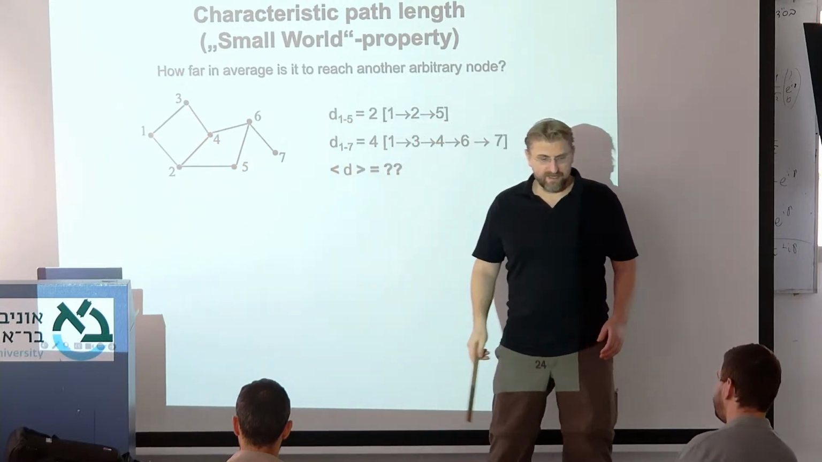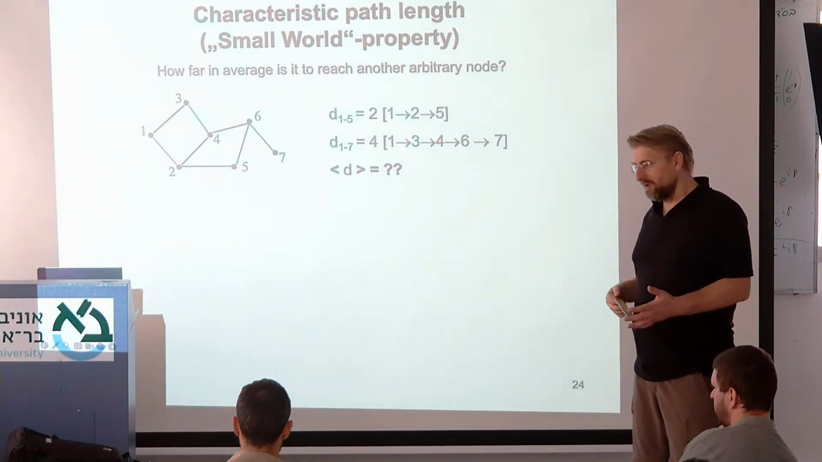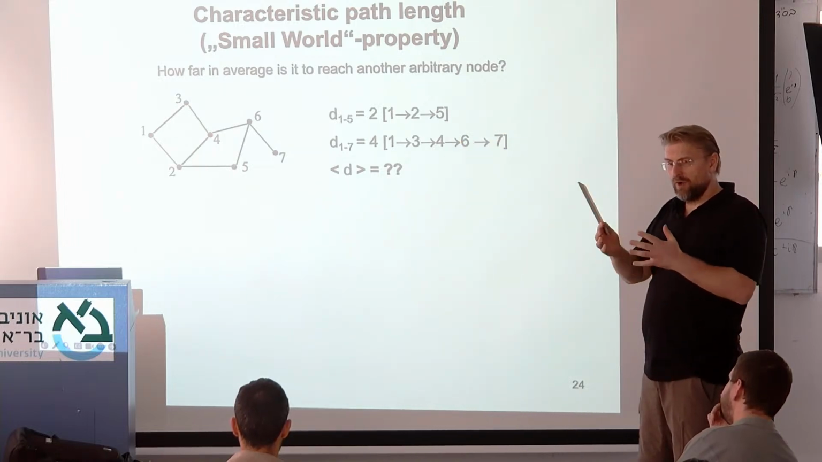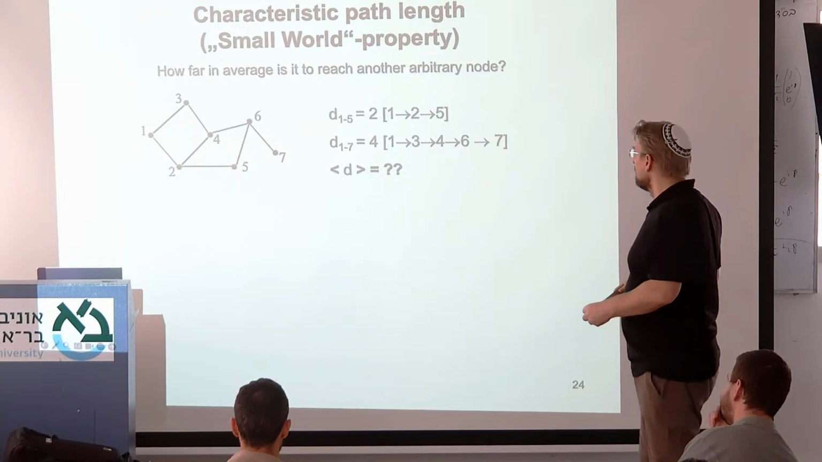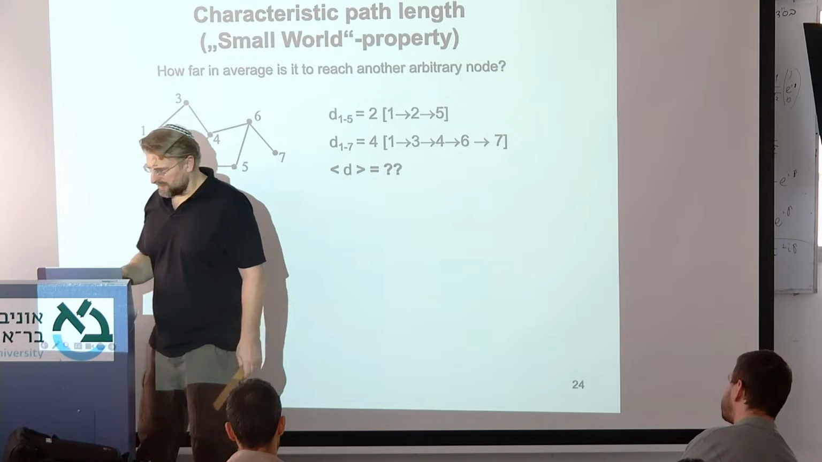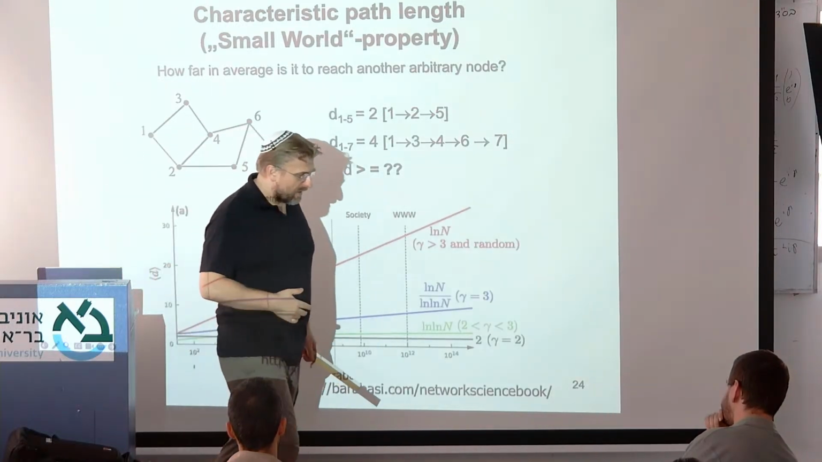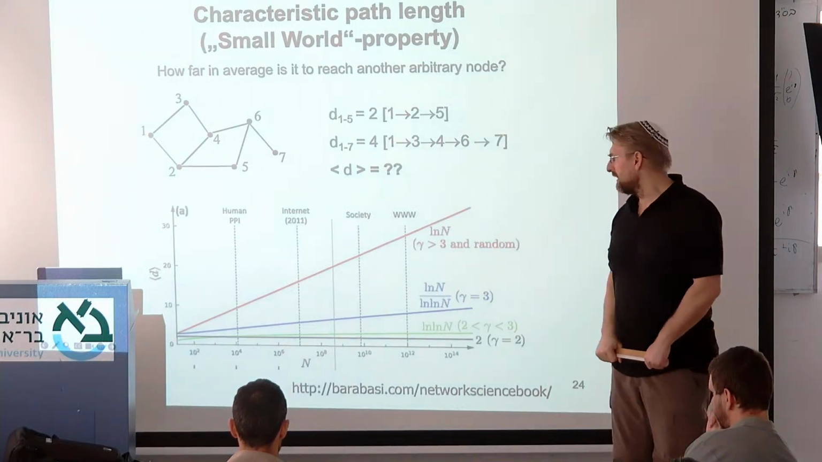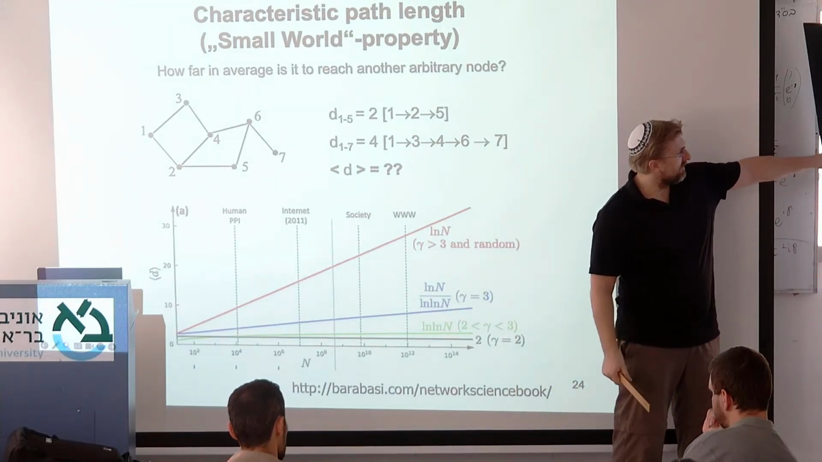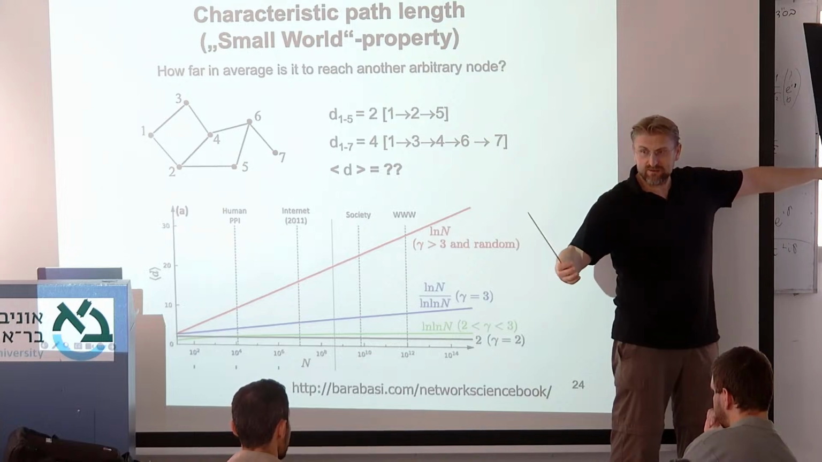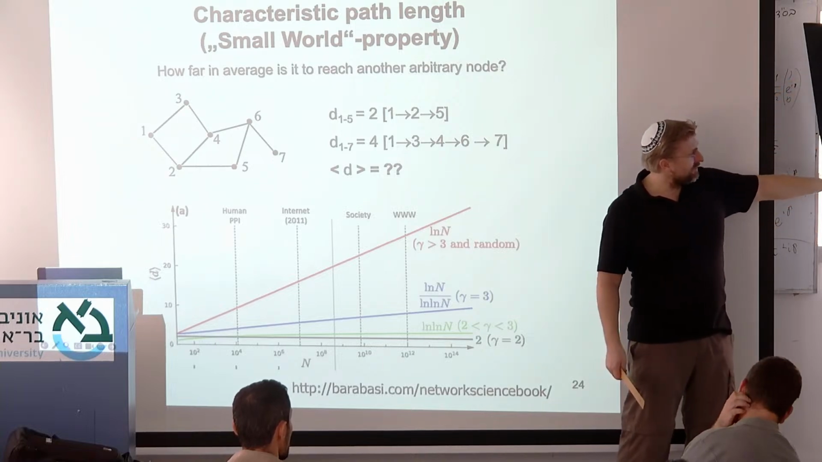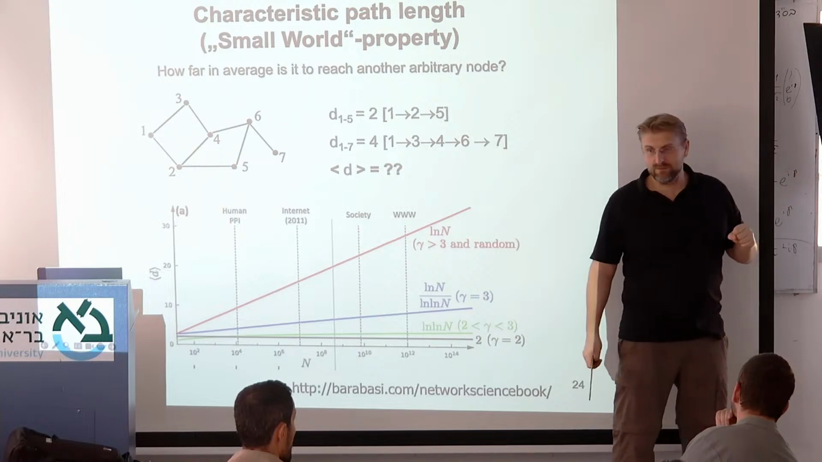It's much longer. And what you want to do is calculate a characteristic path length, right? You kind of average over all the possibilities, and you ask how far it is on average to reach any arbitrary node in your network. Now you can plot this as a function of the nodes in your network, and this is shown here. So you have here this average d, the average distance, in units of jumping from one node to another. And here you see this plotted over n.